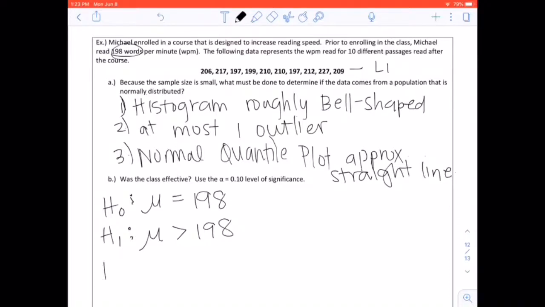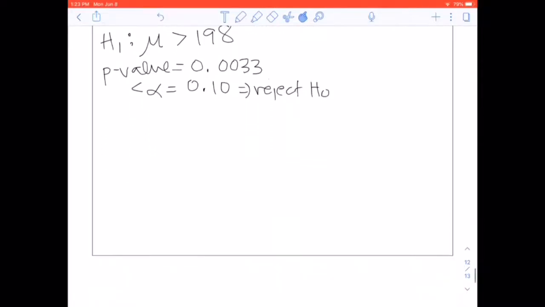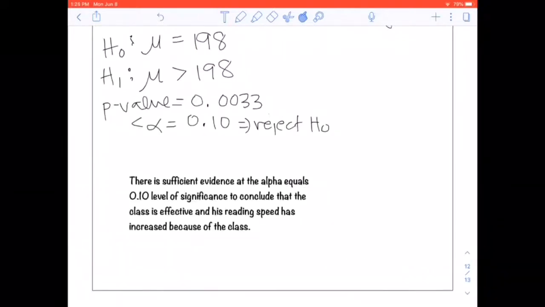So from the calculator, we get a p-value equal to 0.0033, and this is less than alpha, which is equal to 0.10. This means that we are going to reject H naught. From here, we need to write our conclusion. So, in conclusion, there is sufficient evidence at the alpha equals 0.10 level of significance to conclude that the class is effective and his reading speed has increased because of the class.